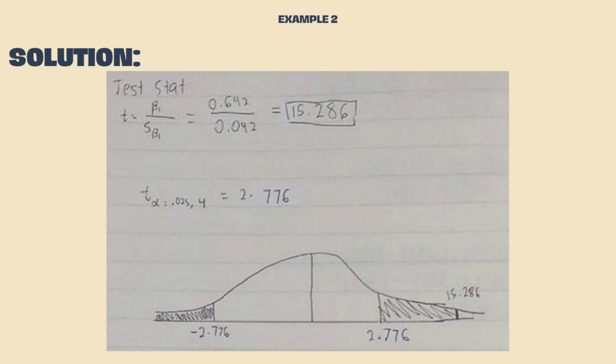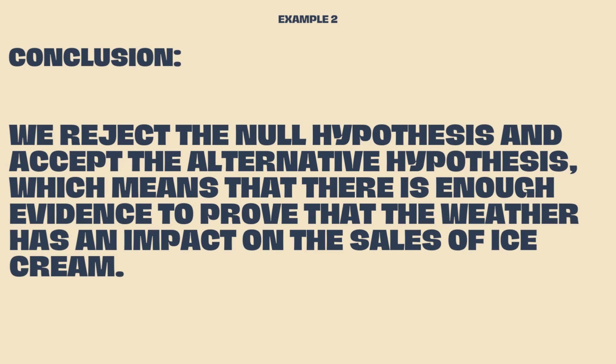And then to get the critical value of T, we have alpha is equivalent to 0.25 and our degrees of freedom is 4. So looking at the table, that will lead us to 2.776. So it's a two-tailed test, and then as we can see here, the value that we got is within the rejection region. So in conclusion, we reject the null hypothesis and accept the alternative hypothesis, which means that there is enough evidence to prove that the weather has an impact on the sales of ice cream.